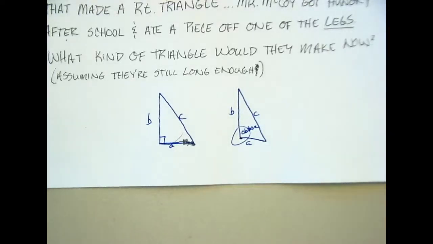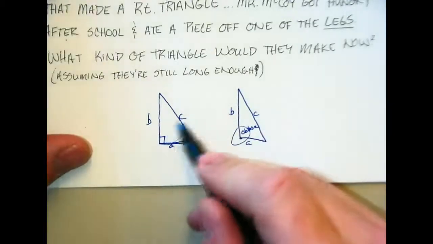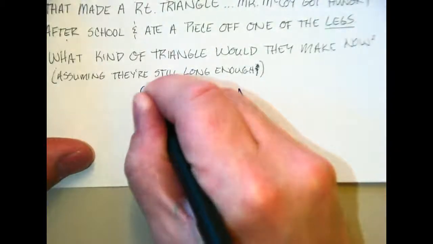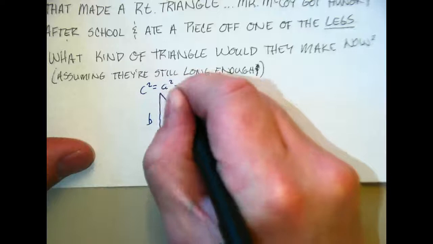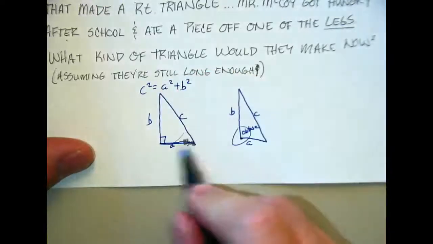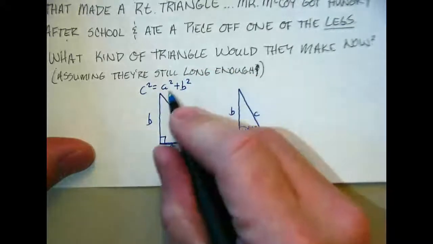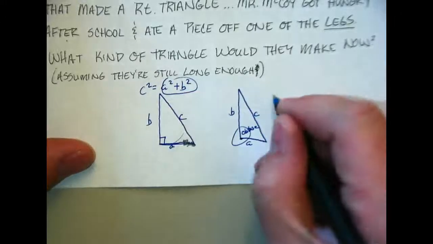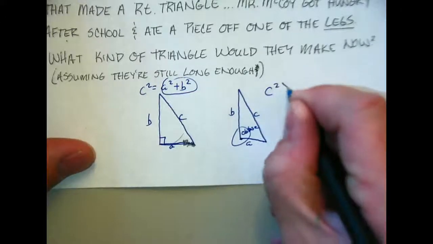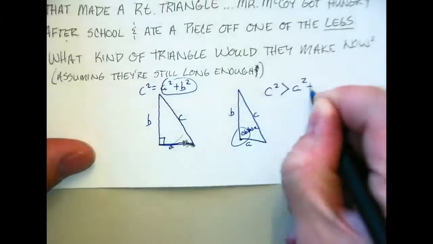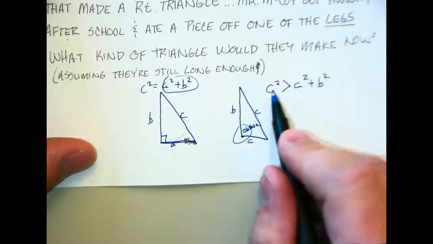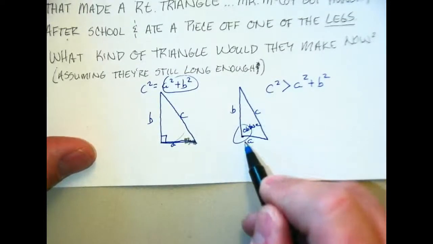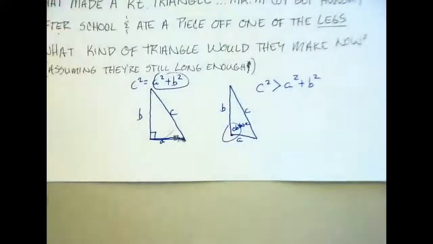Okay, questions? Remember, what you're looking at here is, if you recall, c squared equals a squared plus b squared. And if I take part of a off, that means this part over here is going to be smaller than that now. So that means c squared is now greater than a squared plus b squared. Remember, if c is greater, it's obtuse. If c is lesser, then it's acute. If they're equal, then it's right.